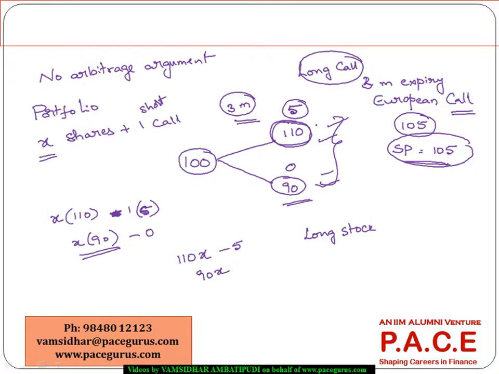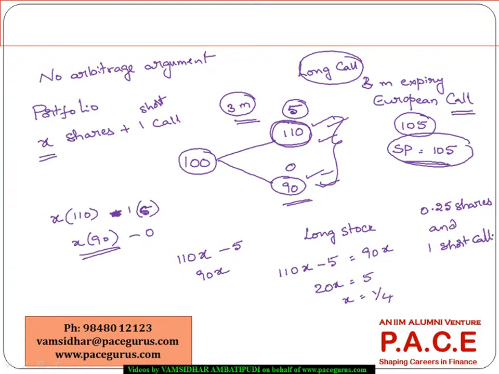Now what we are saying is, irrespective of whether it touches this or this, my portfolio value should not change after 3 months. So 110X minus 5 equals 90X, making it 20X equal to 5 and X equal to 1 by 4. If I hold 0.25 shares of the stock and one short call position, this will definitely hedge my position after 3 months, whether the price touches 110 or 90.